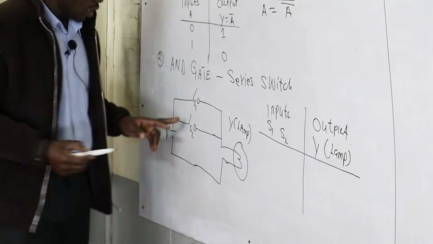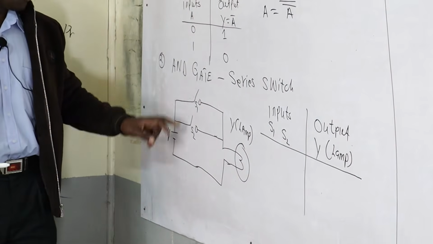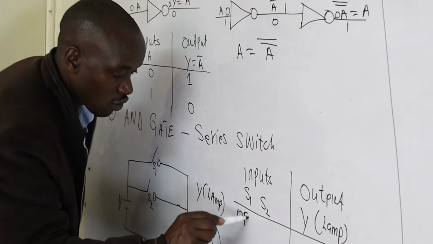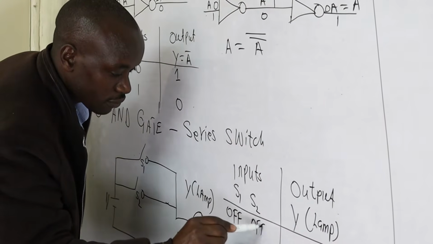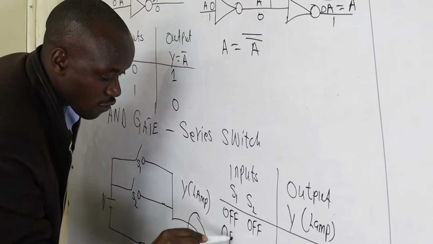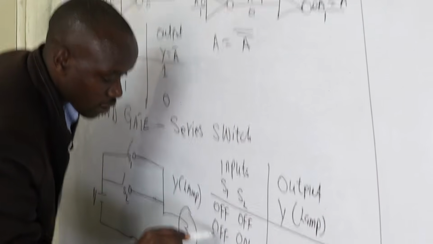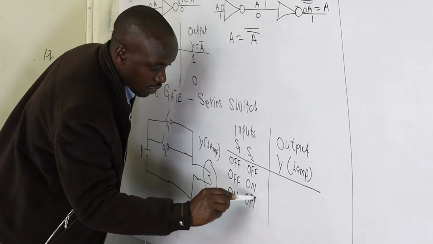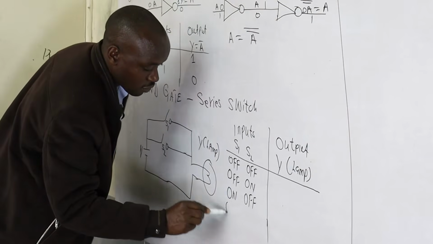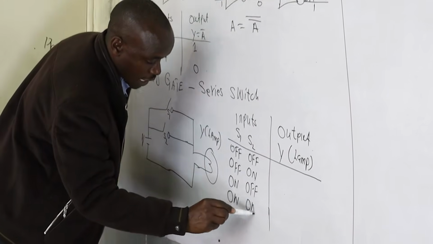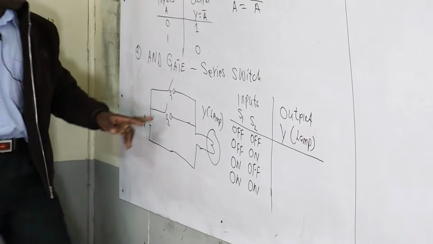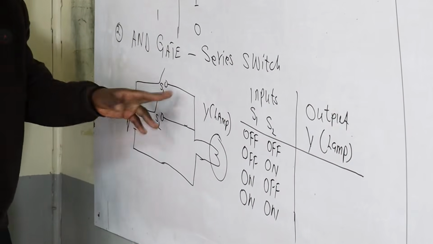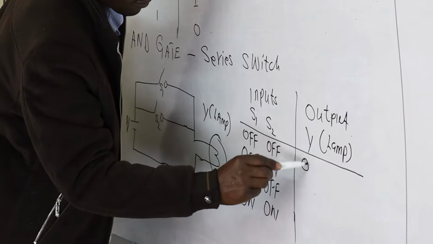Now, for example, if I apply the voltage here, switch 1 and switch 2, both of them are off. So we can say off, off. Sometimes one is off, this one is on. Then this one is on, this one is off. And then lastly, this one is on, this one is on. Now let us see. Apply the voltage. Switch 1 off, switch 2 off. There is no power circulating through the circuit, so the lamp will be off.